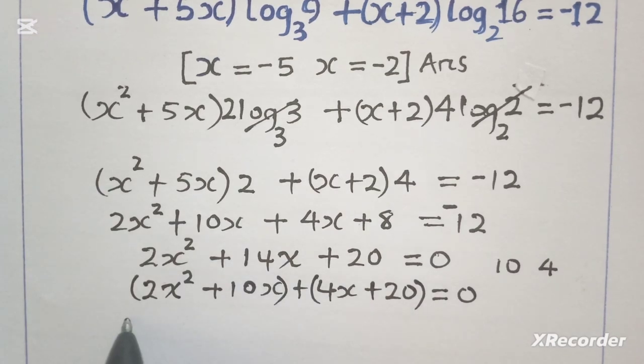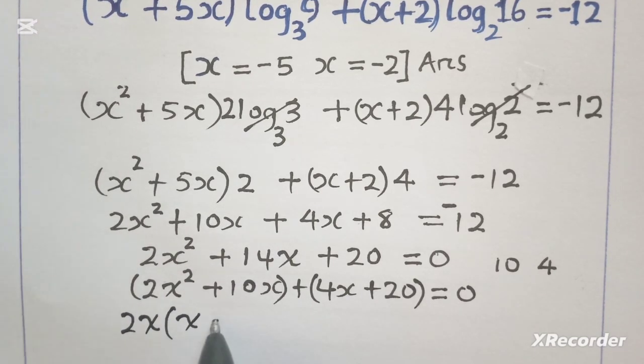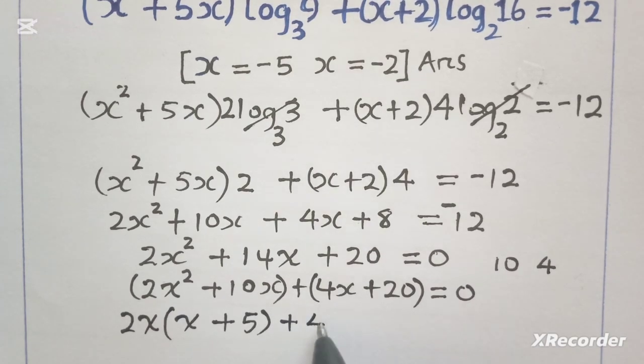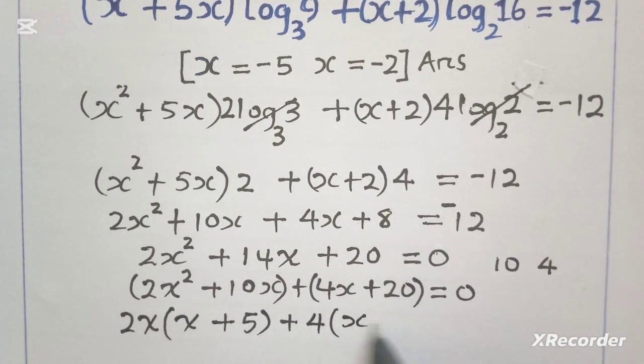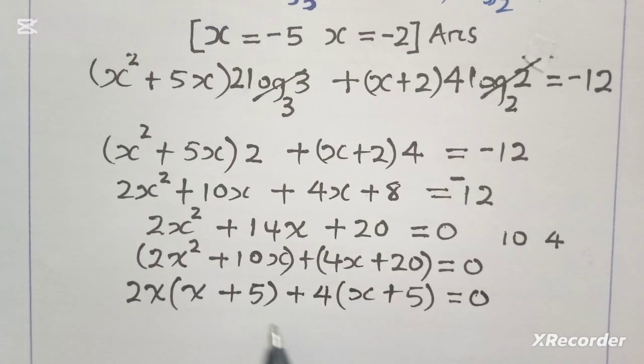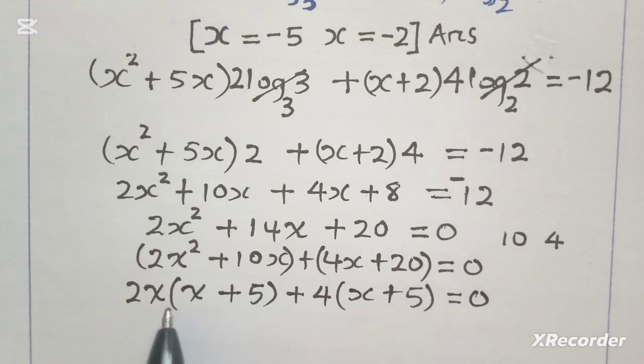Now we can factor out the 2. If we factor out 2 here, x, we shall remain with x plus now 5. Like that. And this other side, you can factor out 4. So that what remains here is x plus 5. This is equals to 0. So guys, always notice that when we are factoring out, whatever remains here always is the same. Otherwise, it is not correct. So guys, make sure that when you factor out, whatever remains here is the same as that.